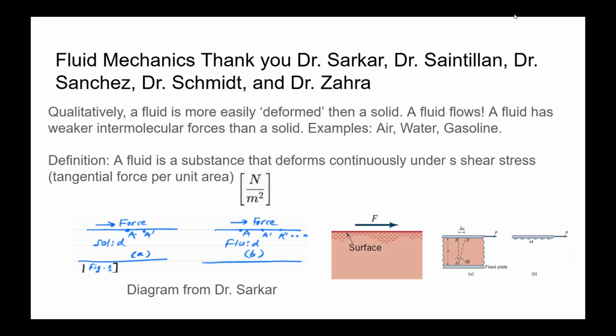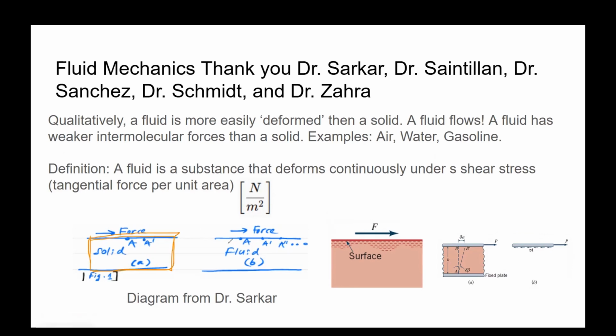Anyway, quantifying a fluid: it is more easily deformed than a solid. A fluid flows. A fluid has weaker intermolecular forces than a solid. Examples: air, water, gasoline, and so on. Definitions: a fluid is a substance that deforms continuously under shear stress, as you can see over here. You can see over here in the solid, it deforms to here and it will not go further, while fluid just continuously goes forward forever and ever.